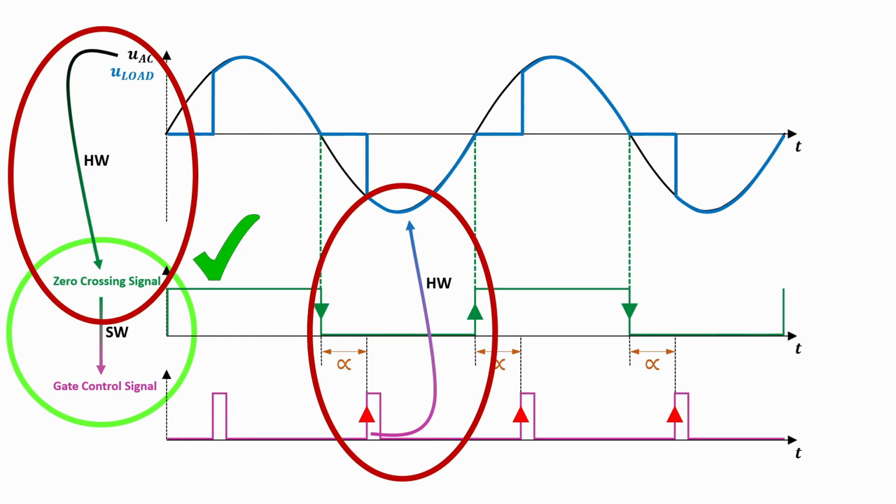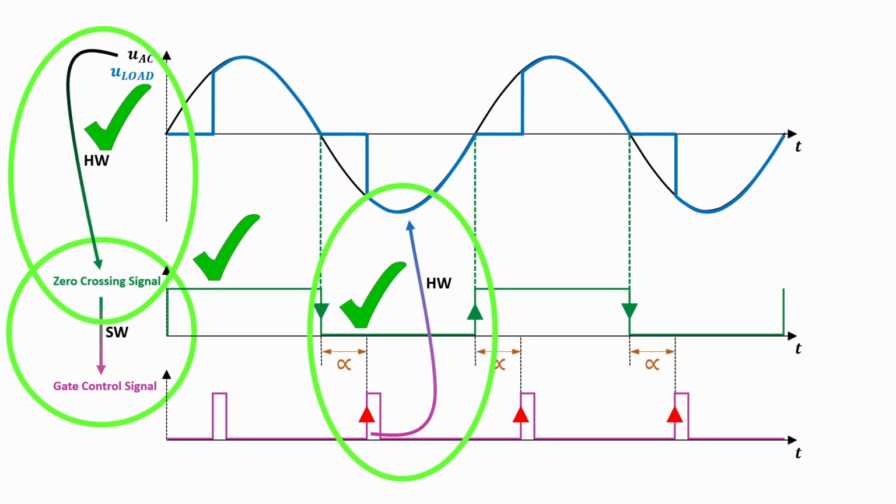We have now completed the zero crossing detection and the TRIAC power stage hardware. There's only one thing left to do. We need to find out if this circuit works or not.